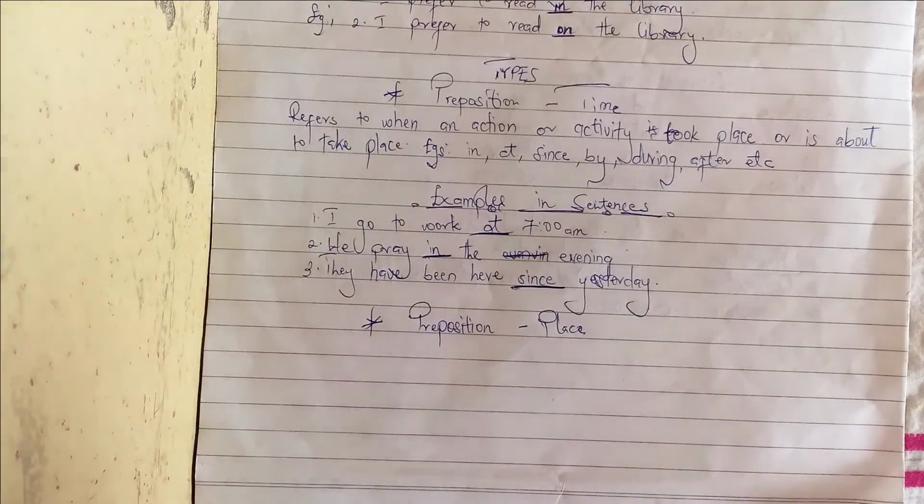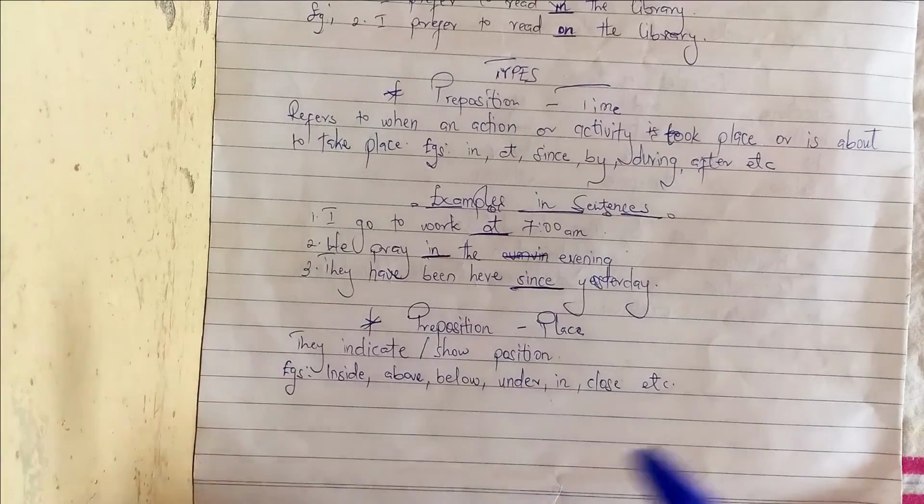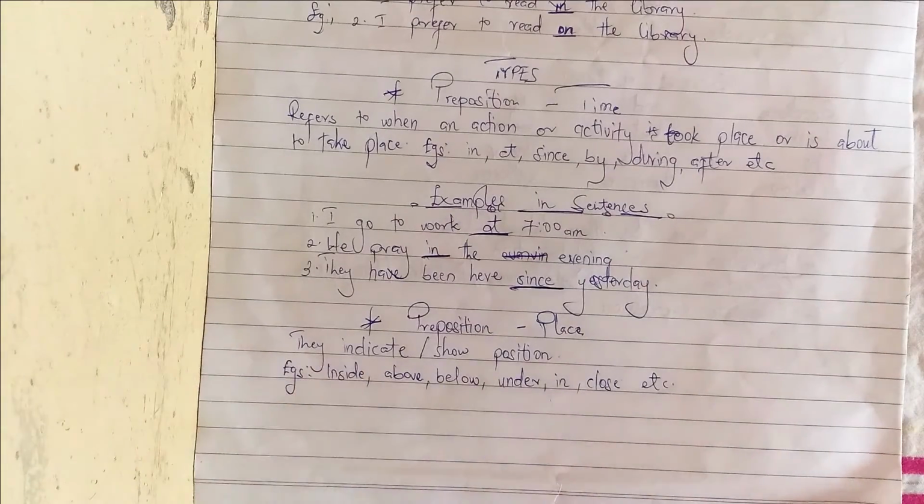Okay, so the next type of preposition we want to look at is prepositions talking about place. Prepositions which talk about place indicate or show position. So I can say inside, close, under, above, beneath. They are all examples of prepositions that talk about place. We can see examples such as inside, above, below, under, close, beneath, etc. As we said earlier, this type of preposition shows or indicates position.